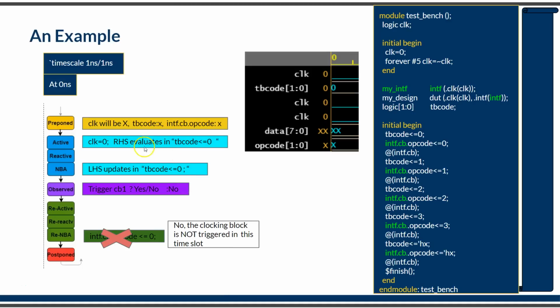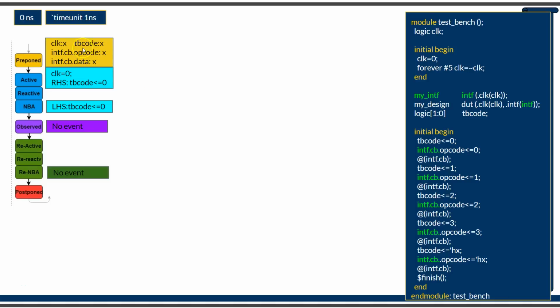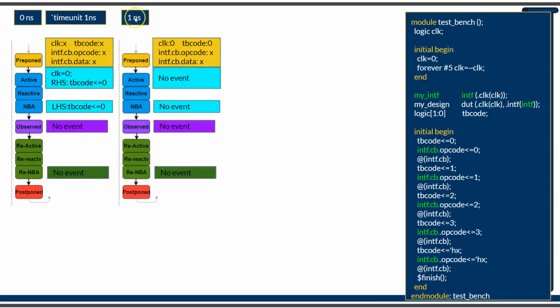Now you have seen what is happening at time 0 nanosecond. So now let's see what will happen at 1 nanosecond, 2 nanosecond, and so on. So this is the state of all your blocks at time 0 nanosecond, and there are no observed region events, or there are no re-NBA region events in this 0 nanosecond time unit. And next is 1 nanosecond.